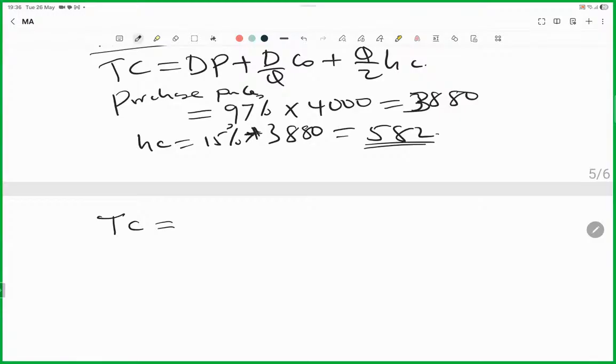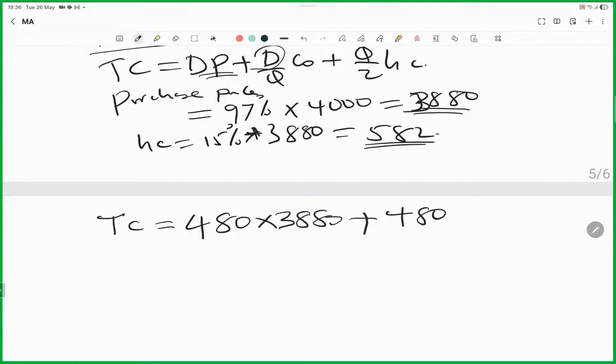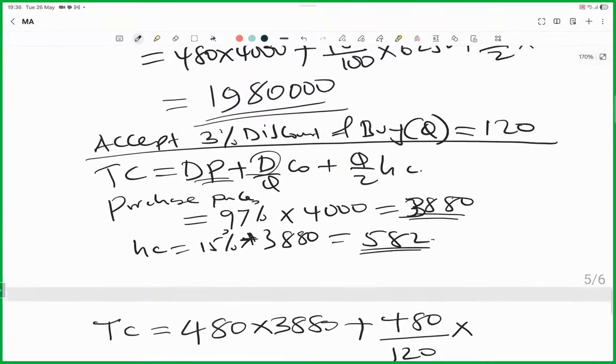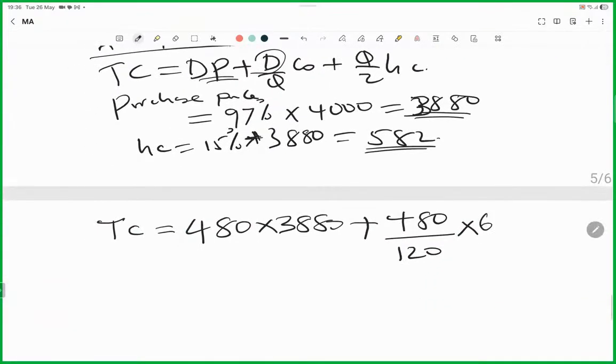Annual demand. Do we have the annual demand? 480 mattresses. Our new price. Annual demand again, 480 over 120. Using 120. Cost per order does not change. Cost per order remains the same. And what is our cost per order? 62.50, isn't it? Plus 120 over 2 times the holding cost, which is 582, which then will end up giving us what figure?